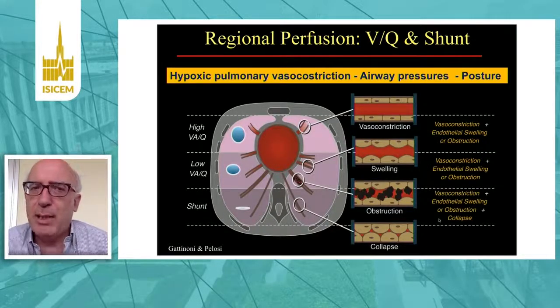We have to remember that regional perfusion may be affected by hypoxic pulmonary vasoconstriction, airway pressure, or posture. And different causes may lead to changes in regional perfusion, like vasoconstriction, swelling of the endothelium, obstruction, and collapse due to the increased lung weight. And they may be associated with different effects on high VA/Q, low VA/Q, or shunt.